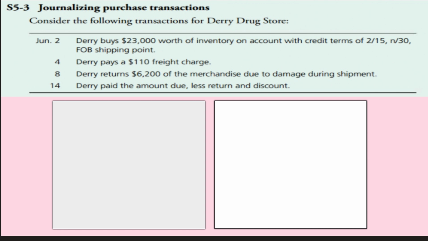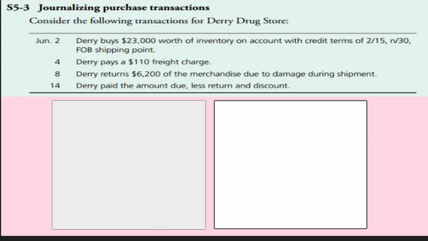Consider the following transactions for dairy drug store. On June 2nd, Dairy buys $23,000 worth of inventory on account with credit terms of 2% within 15 days and 30. FOB shipping point, okay? So now, Dairy buys, so he's the buyer. He buys goods. In accounting, the goods are called inventory. So this is an asset account. It's a current asset. So I bought inventory, so inventory will go up. It's an asset, so it's gonna go up in the debit side.